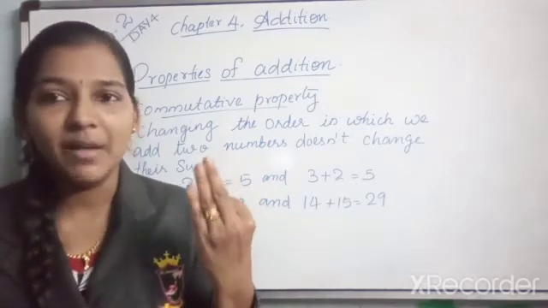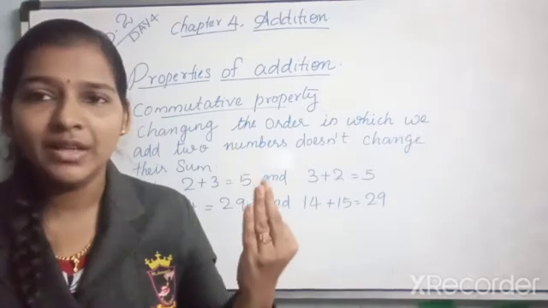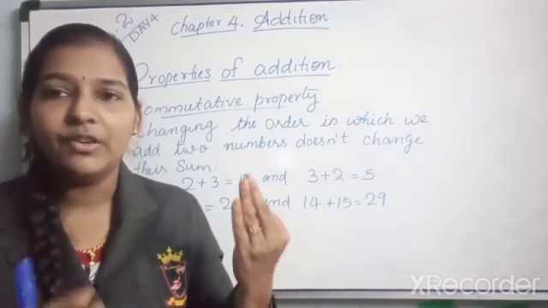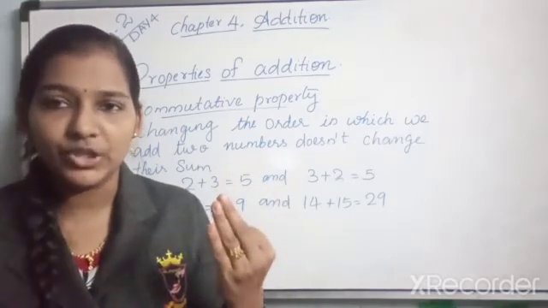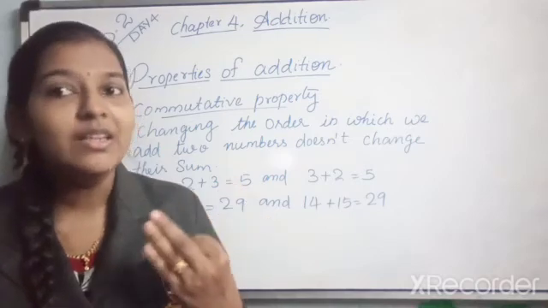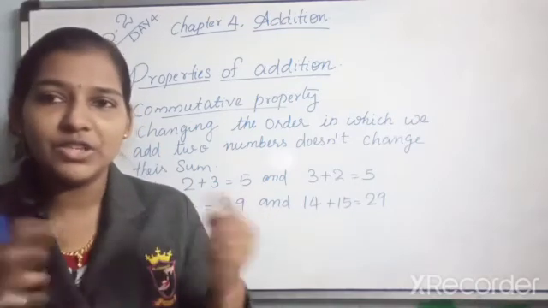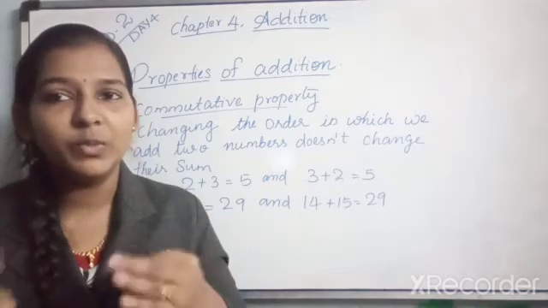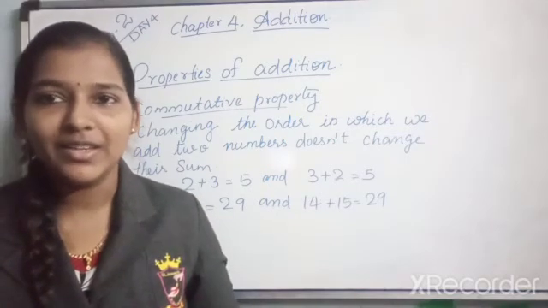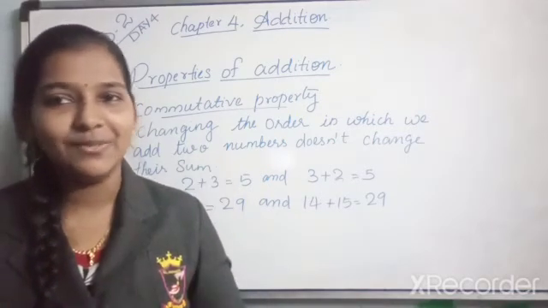Now the third one is commutative property. In commutative property we learn if you are changing the order in addition, it will not affect the sum. If you are changing the order, the answer will be the same. Clear children? These 3 properties we learned today.